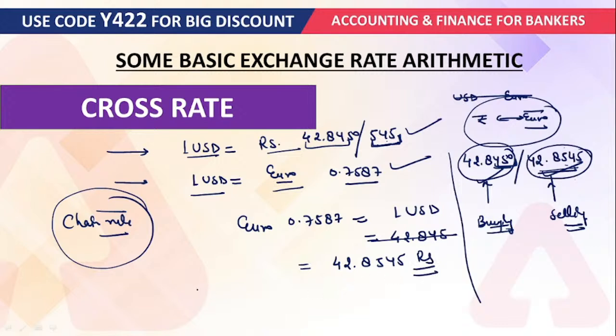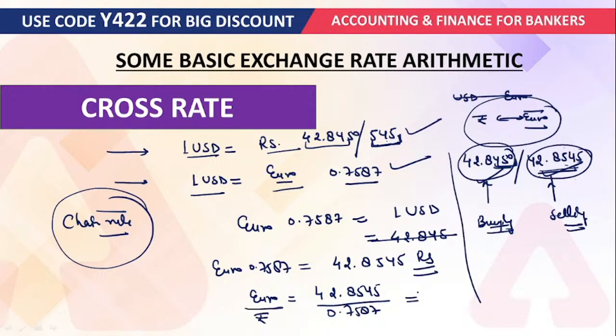Okay, let me repeat this once again because it is a very important concept. So after that, if I have to find the relationship between euros and rupees, how can we find it? That will be equal to 42.8545 divided by 0.7587, and now the answer, just calculate and tell me what would be the answer of this, that would be equal to 56.84. Okay, so that would be your relationship. This is how you can easily calculate in the examination, right?